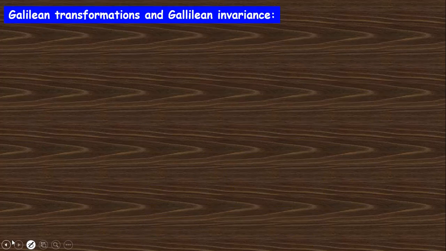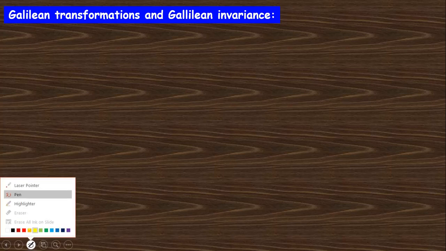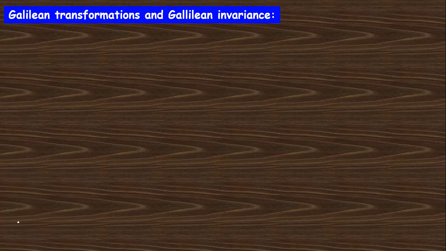Next is the Galilean transformation, or the Galilean invariance. We already learned there are two types of reference frame: inertial reference frame and non-inertial reference frame, right? So in the case of inertial reference frames, we want to discuss the Galilean transformation. This is all about the inertial reference frame.